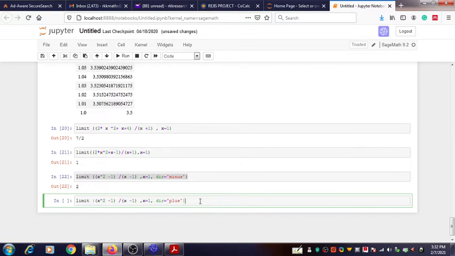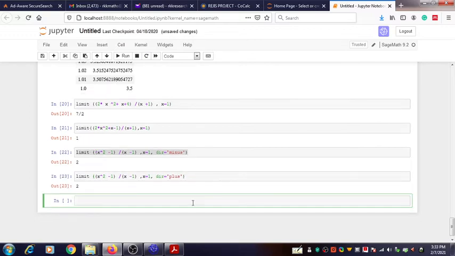Okay, then take the output. Plus limit is also 2. Minus limit and plus limit both are 2, and then you may check whether it is the same, or whether the function value exists at that point, in addition to this, to confirm that the limit of the function exists at that point.